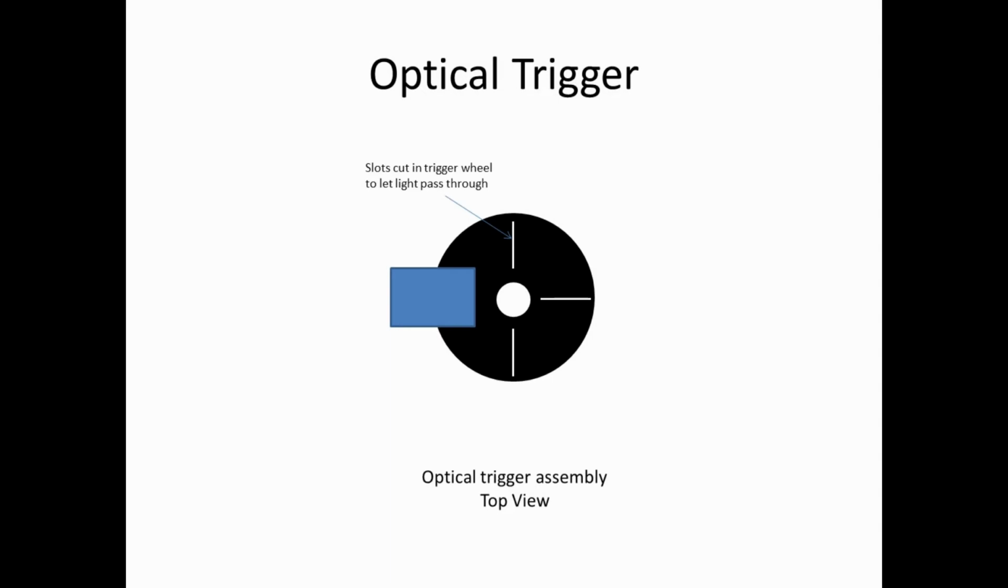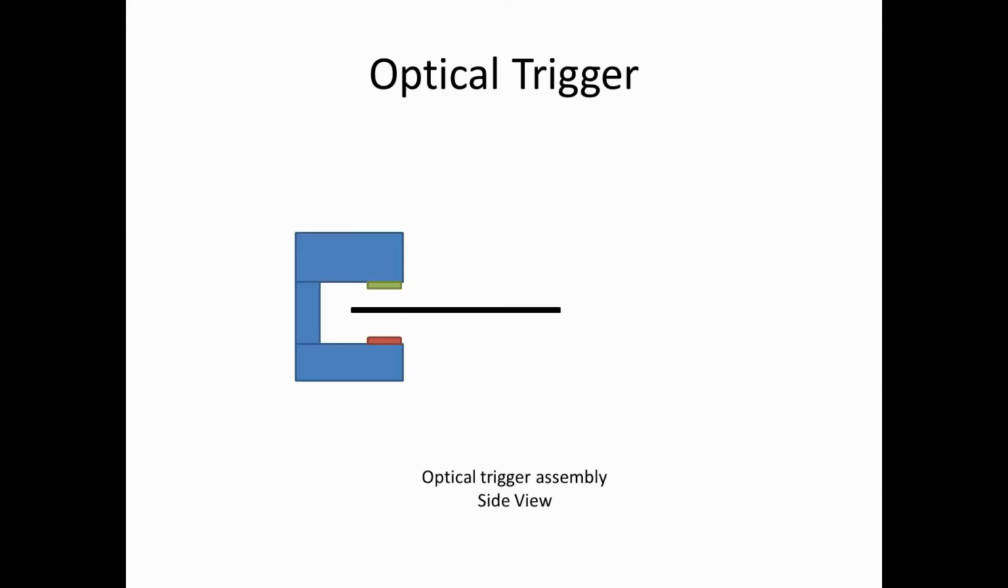For an optical trigger, it's kind of similar to a Hall effect, but instead of using a magnet, it actually uses an LED. So we have our trigger wheel with slots cut in it that let the light pass through. We have an ignition module that connects to the coil, and the trigger wheel takes the place of the cam on the distributor shaft and the points and condenser ignition.